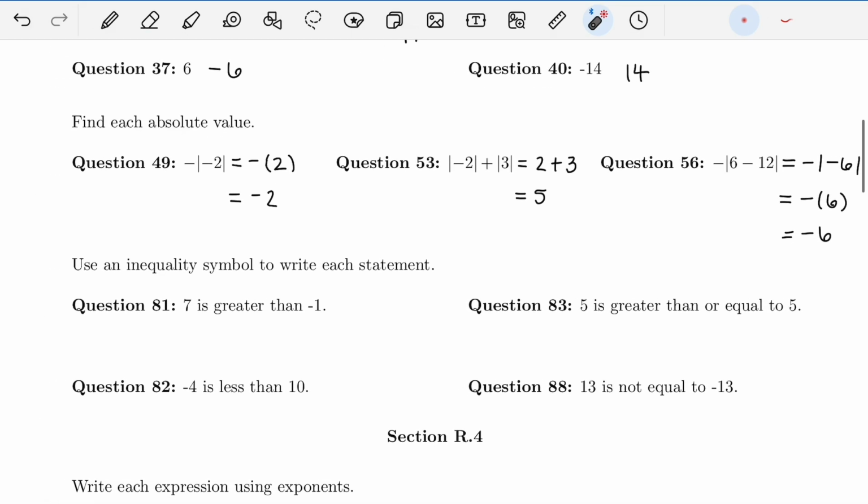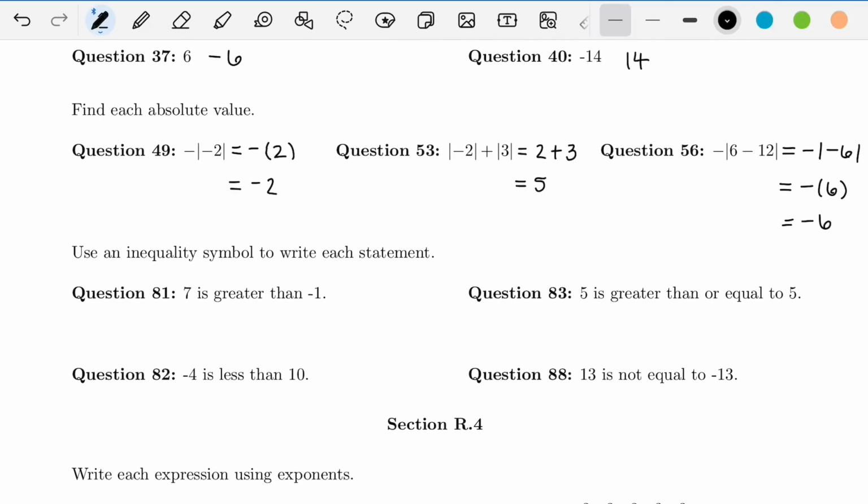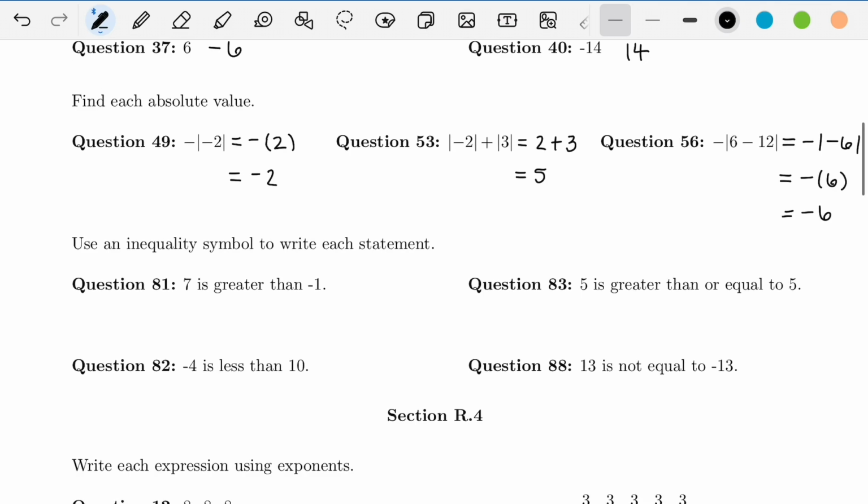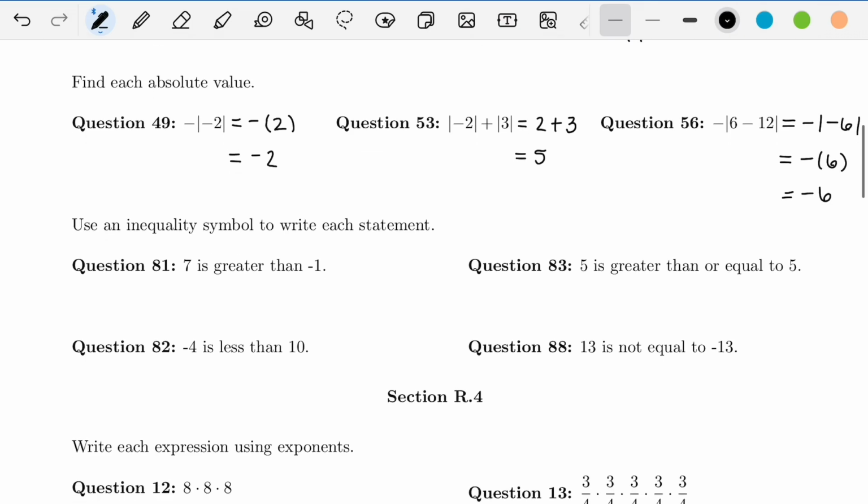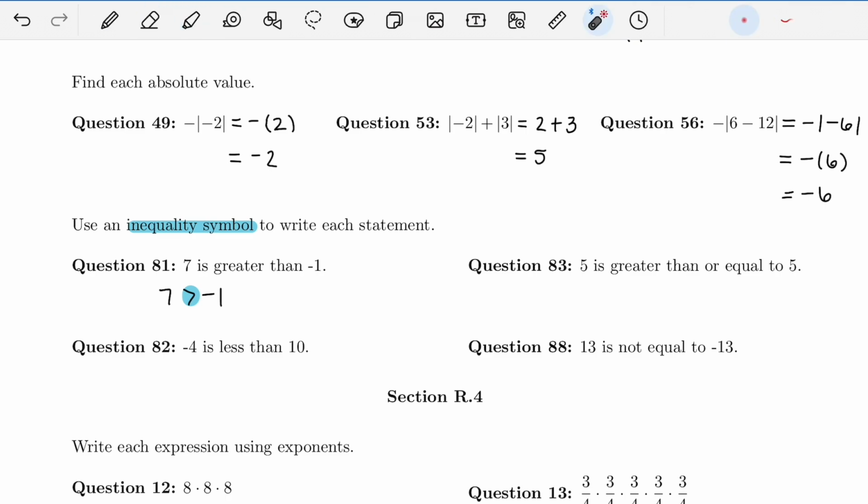All right, now we're going to finish up section R.2 with some inequalities here. What we want to do is use an inequality symbol to write each statement. So for question 81 here, we have that 7 is greater than negative 1. So we're just going to use our inequality symbol. We know that 7 is going to be greater than negative 1. The inequality symbol that we used in this case is the greater than symbol here. Now just a reminder, when we're using our inequality symbols in either case, we can kind of think of this as an arrow that's pointing to the smaller number.